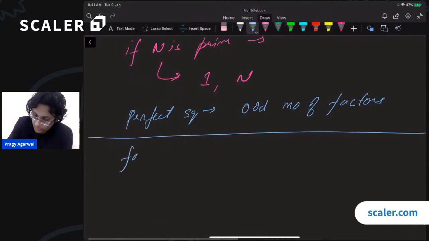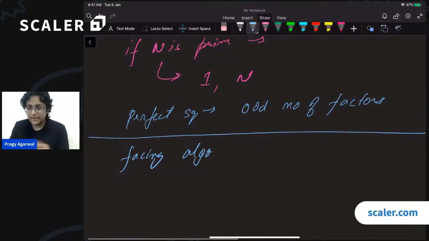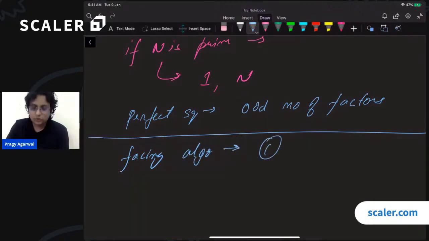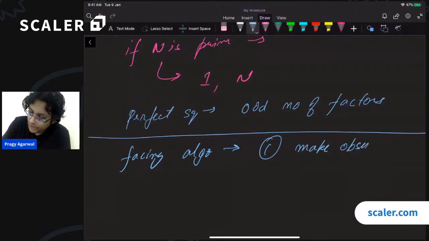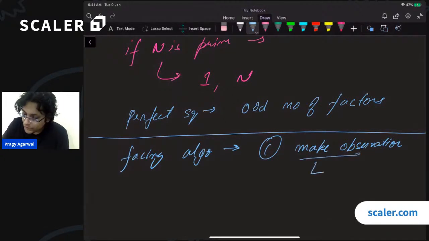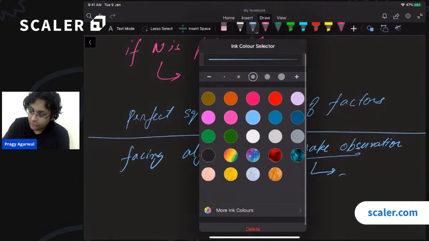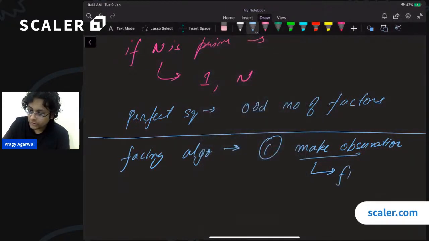Whenever you are facing an algorithmic problem or any problem in life, your first step should not be to come up with a solution. That is a very, very wrong way of doing things. The first step should be to make observations. Once you do this, only then will you be able to find a solution. If you do not make observations, you will never be able to find a solution. So please do not skip this step.